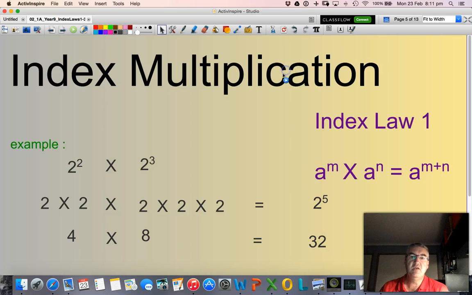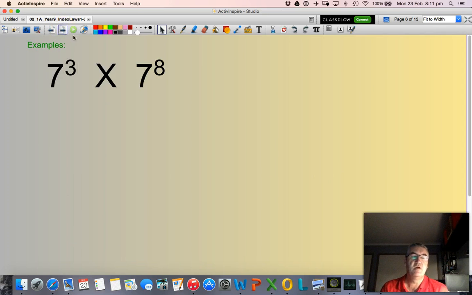So index law number 1 states a to the power of m multiplied by a to the power of n equals a to the power of m plus n. So whenever you're looking to apply this law, always look to see whether you have the same base. Now I'm going to move to the next slide, and by means of a couple of examples, this should all start to become a little bit clearer.